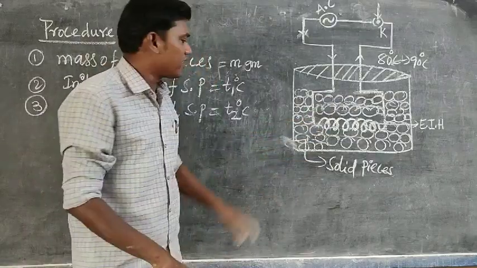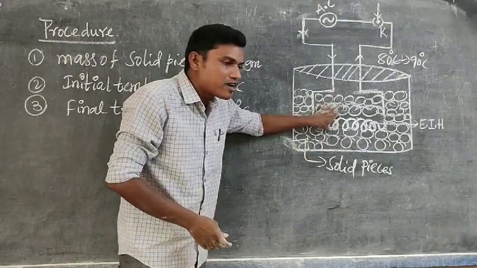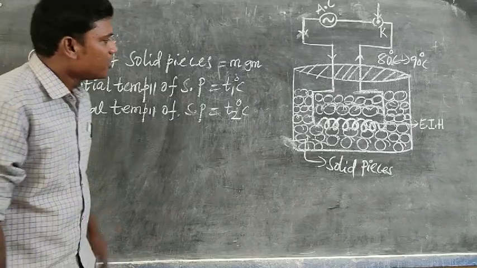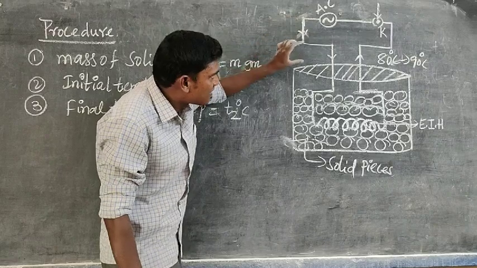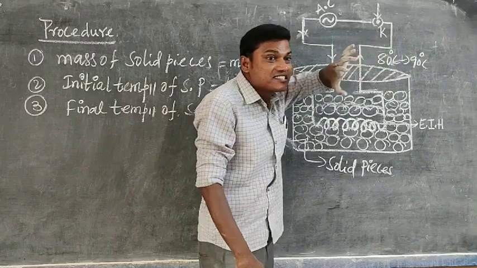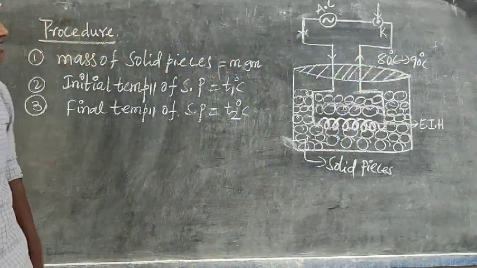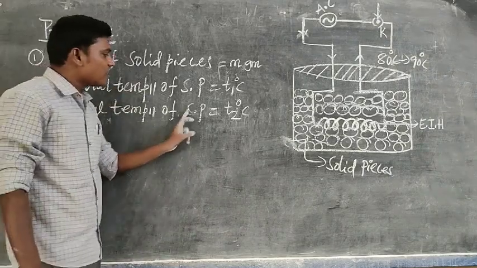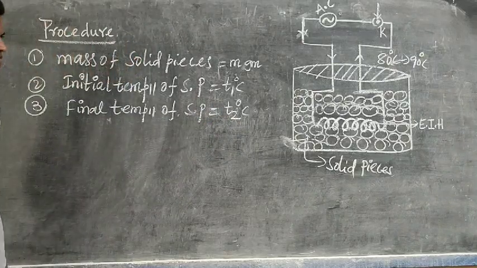and the solid pieces are the cold body. That's why heat energy is lost by which one? The heater. And heat energy is gained by which one? The solid pieces. Finally, we supply the current until the solid pieces' temperature reaches between 80 to 90, then we stop supplying the electricity to the immersion heater. That's why the final temperature of the solid pieces is T2 degree Celsius.